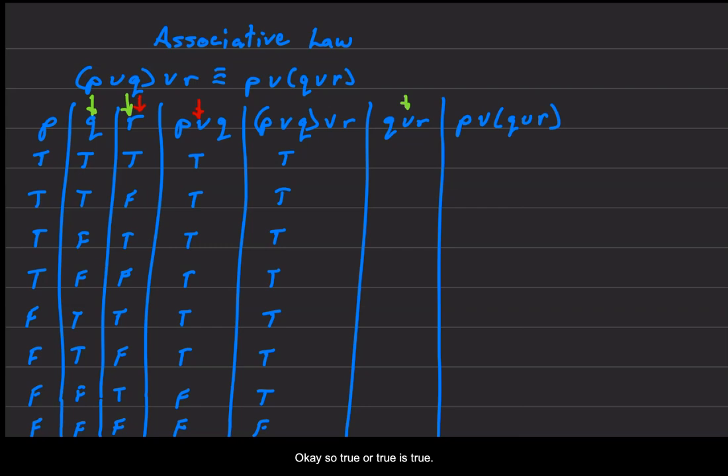Okay, so true or true is true. True or false is true. False or true is true. False or false is false. Then true or true is true. True or false is true. False or true is true. And false or false is false.